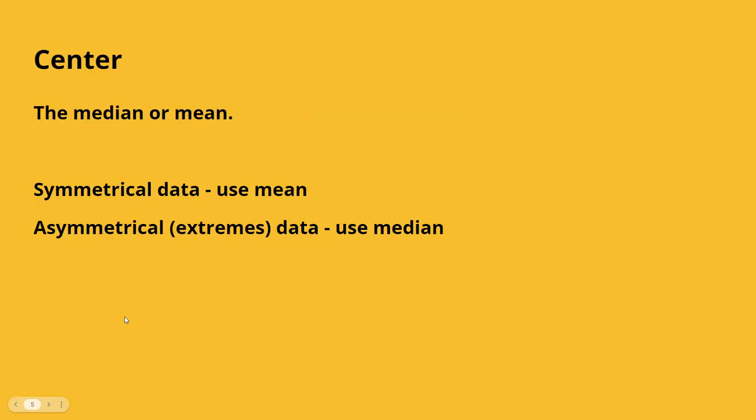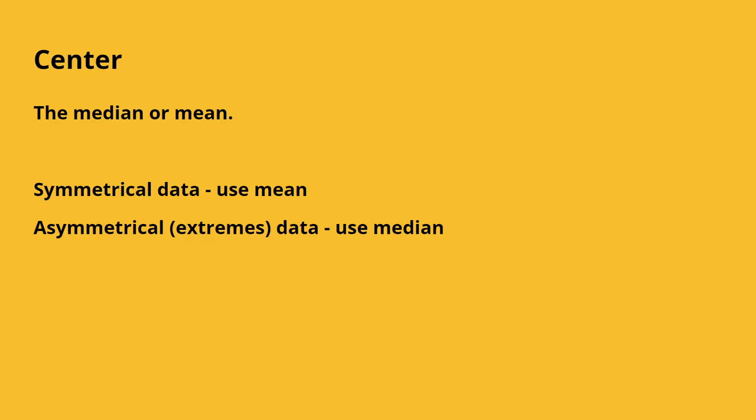Center. The center of the data can be either the median or the mean. Well, that seems annoying. Either. We hate those things in AP, don't we? Well, here's how you know. If it's symmetrical, like looking like a pyramid, oh, so nice, we can use mean. But if it's asymmetrical, so if it's skewed or has extremes in there, then we're going to use the median.